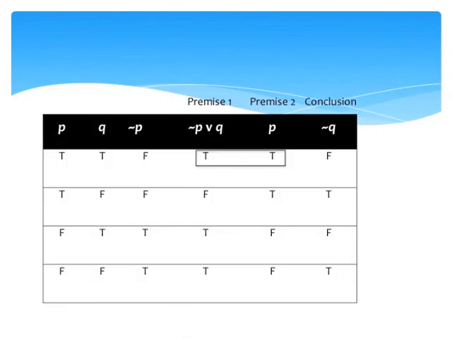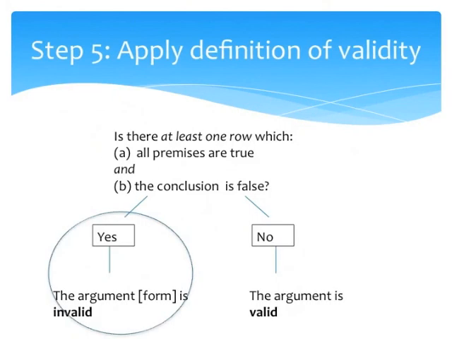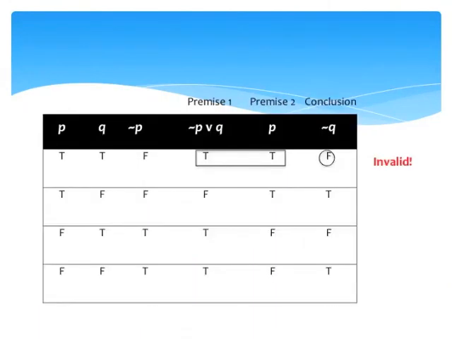Then we look for rows where all the premises are true, and we see that the first one is such a row. Then we determine the truth value of the conclusion in that row, and we see that it is false. So that means that we found at least one row in which all the premises are true and the conclusion is false. That was our first row. That means that the argument form is invalid. And here we see the first row, which constitutes a counterexample to the argument form, and therefore shows that it is invalid.